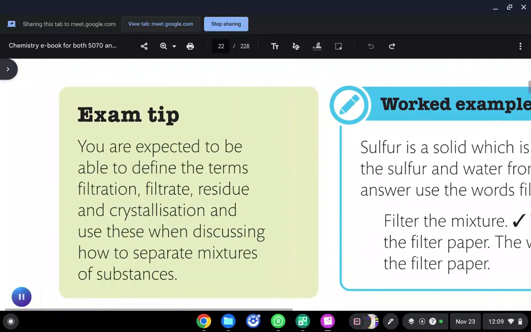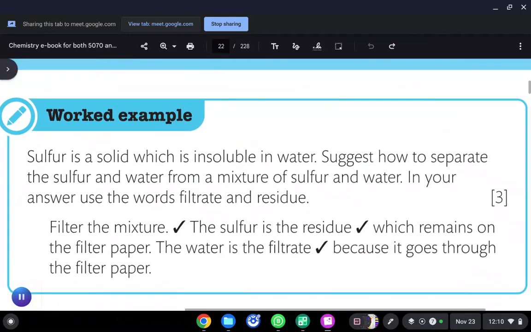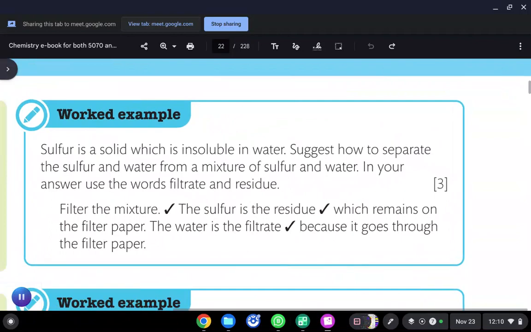We are expected to be able to define the terms filtration, filtrate, residue, and crystallization. They might be asked for 1 or 2 marks, and use these when discussing how to separate mixtures of substances. We have a worked example here, of 3 marks. Sulfur is a solid which is insoluble in water. Suggest how to separate the sulfur and water from a mixture of sulfur and water. In your answer, use the words filtrate and residue.